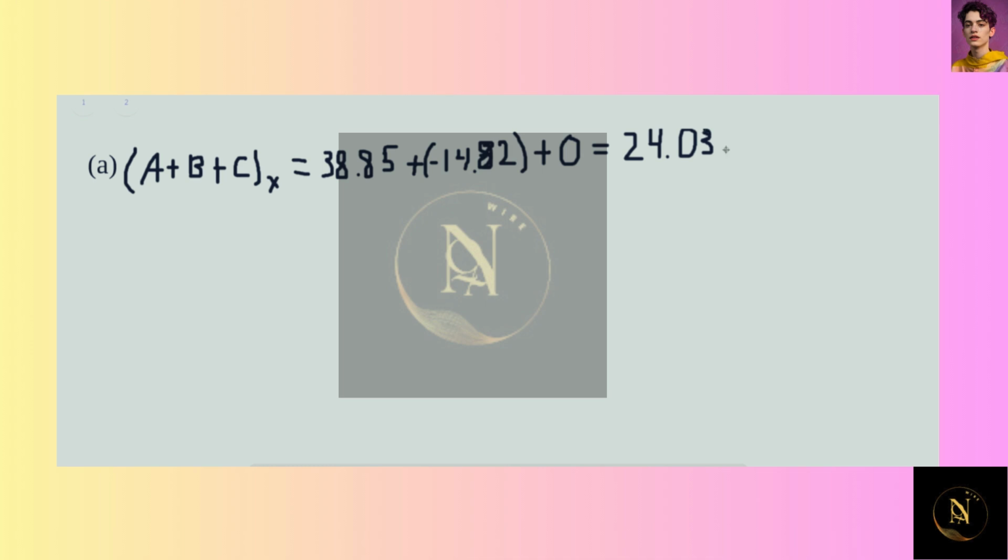But we only have three significant figures that we can keep because of what we were given in the beginning. So this comes out to be 24.0. Box that in as our solution. Okay, and then we're going to do the exact same thing for the y direction. So it's A plus B plus C in the y direction.